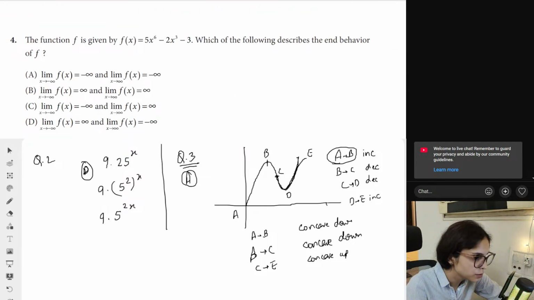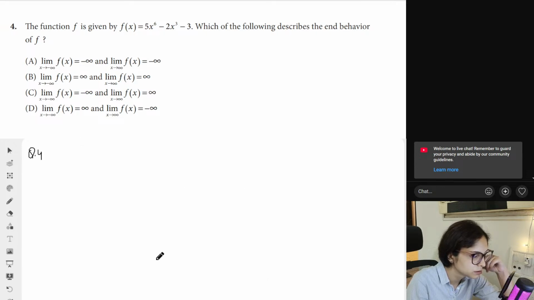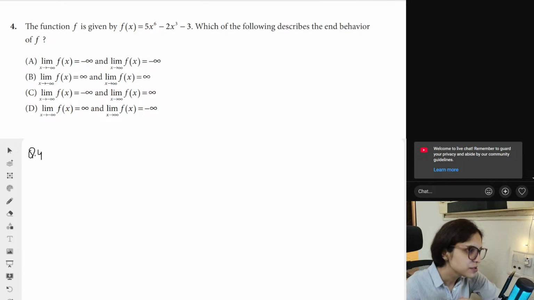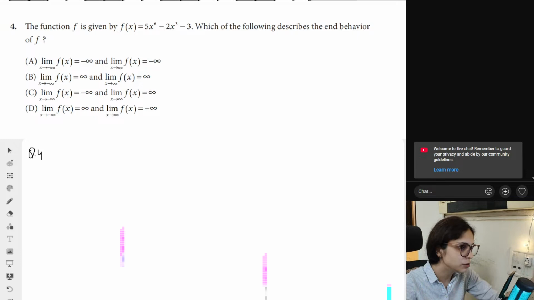Now this is the next question, question number 4. So you have to find the end behavior. So this is also from the first unit because this is a polynomial function. And this is pretty straightforward. The leading coefficient is positive. So when x is going to positive infinity, f of x is going to infinity. So from that we can cancel out option A and option D, only option B and option C. And then it is an even function, so it will be the same on both sides, left side and right side. So both of them are going to infinity. Option B is the correct answer.